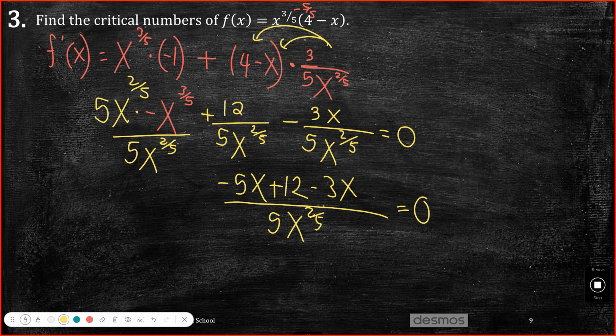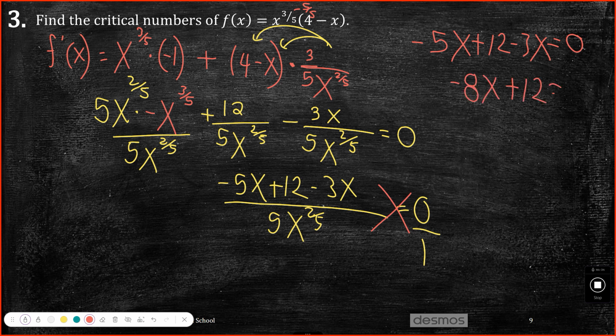Can we just cross multiply this thing? So this times that is that. This times this is 0. So we're going to have negative 5x plus 12 minus 3x is equal to 0. And so what we're going to have here, it's going to be negative 8x plus 12 equal to 0.